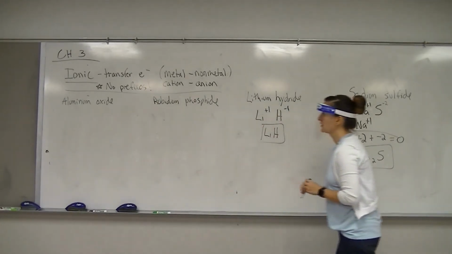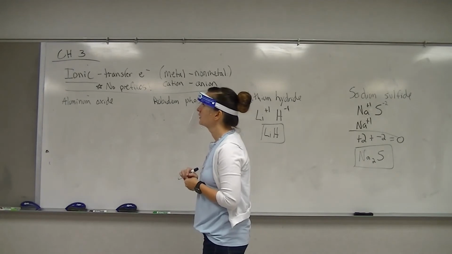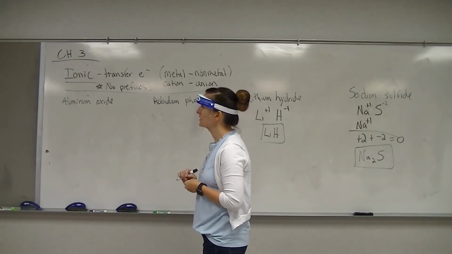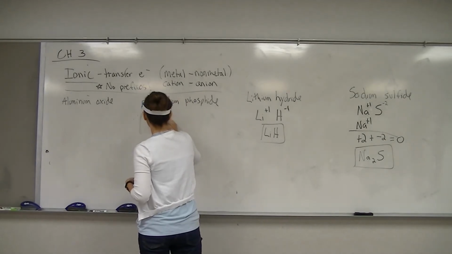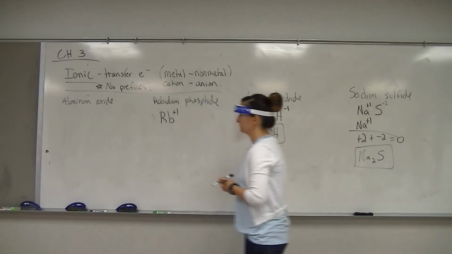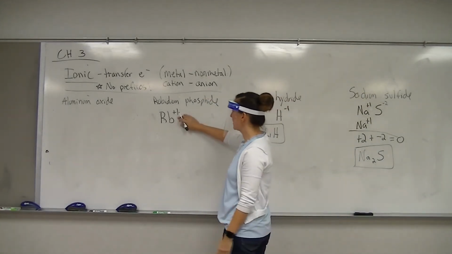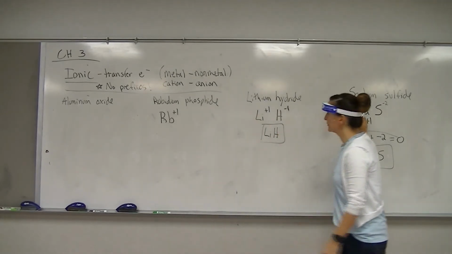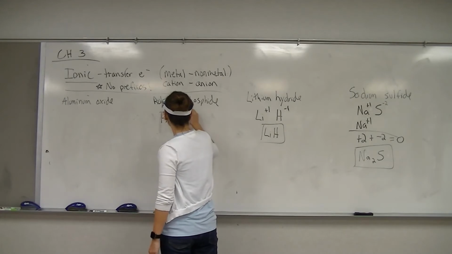All right, let's try rubidium phosphide. So rubidium, where's that guy? Gosh, I'm kind of staying in the same realm. Rubidium, Rb, it's also an alkali metal. I'll have to do more examples where they're not alkali metals. Aluminum will be different. So rubidium is +1 as well, because all of these metals are in the same group. Phosphide is just phosphorus, so P.